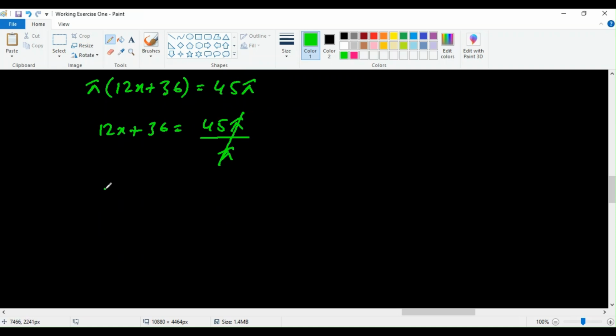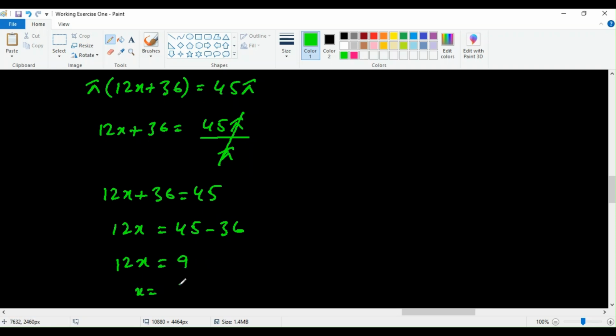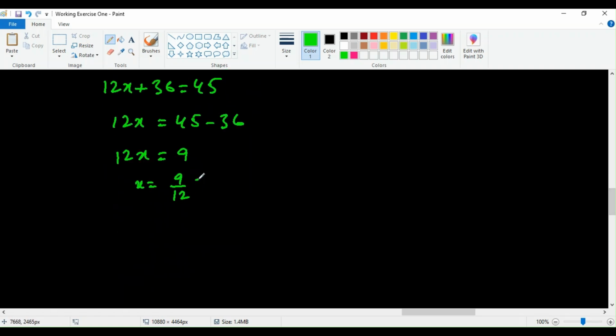So in here I have 12x plus 36 equals 45, and 12x equals 45 minus 36, which is equal to 9, and x will be equal to 9 over 12. Once we simplify this, both are divided by 3. So 3 over 4 is the final answer for this question.